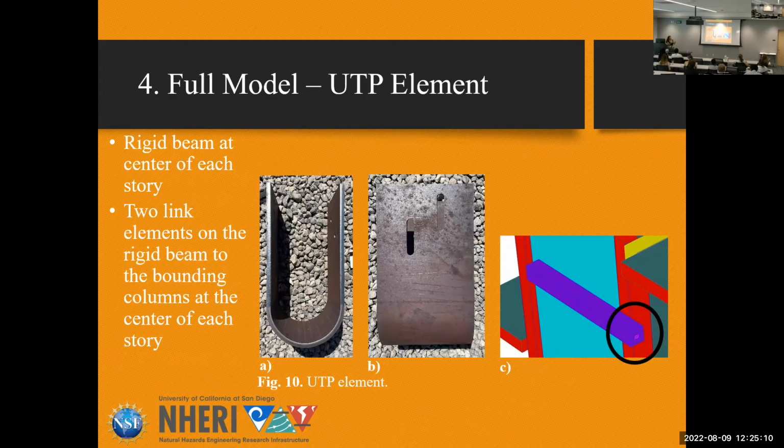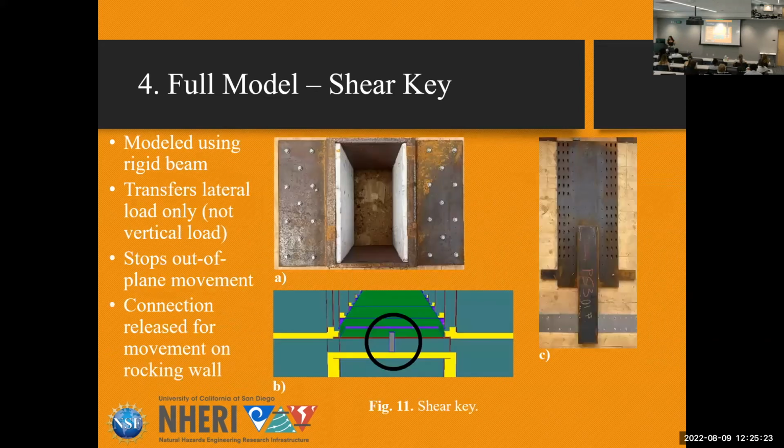For our building, that's modeled using a rigid beam at the center of each story, and then 2 link elements at the corner of each, linking the beam, which is connected to the rocking wall, to the bounding columns. The next part is the shear key, which stops the rocking wall from bending out of plane. In actuality it's like C, which goes into A, but in my diagram, it's a little metal piece that holds the rocking wall into the diaphragm.